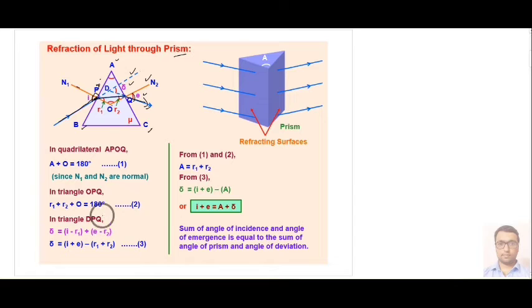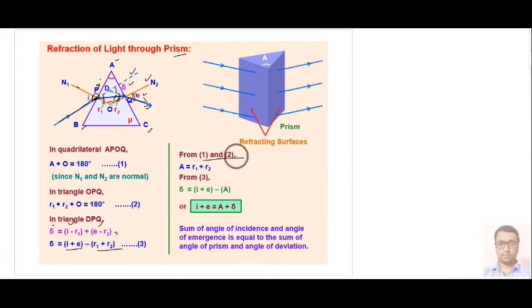Now in triangle DPQ, delta, meaning this exterior angle, will be equal to the sum of the internal angles, that is I minus R1 plus E minus R2, because due to the vertically opposite angle property, this internal angle will be I, and similarly this internal angle will be E. Then delta can be written as I plus E minus R1 plus R2 if we rearrange this.